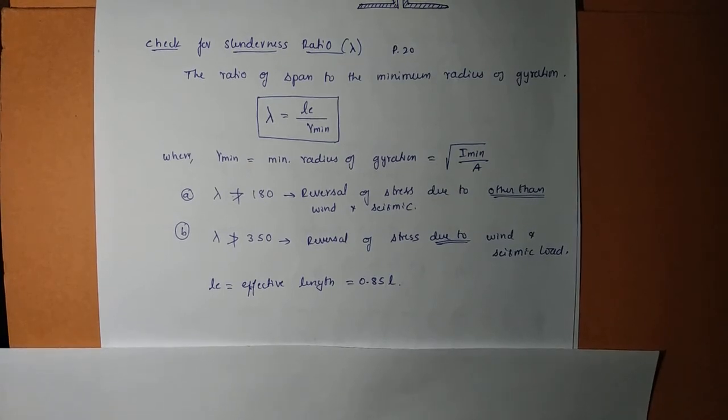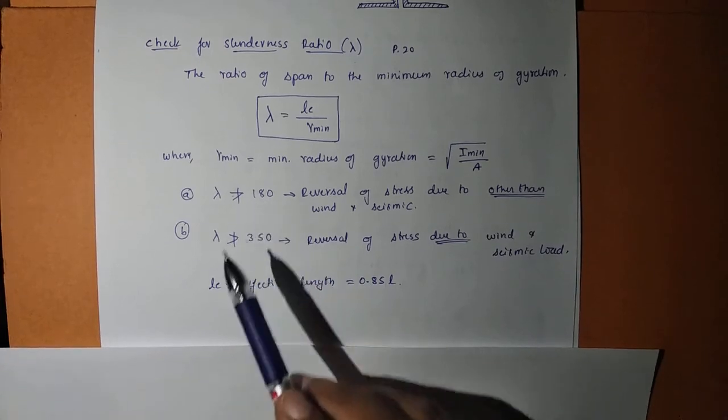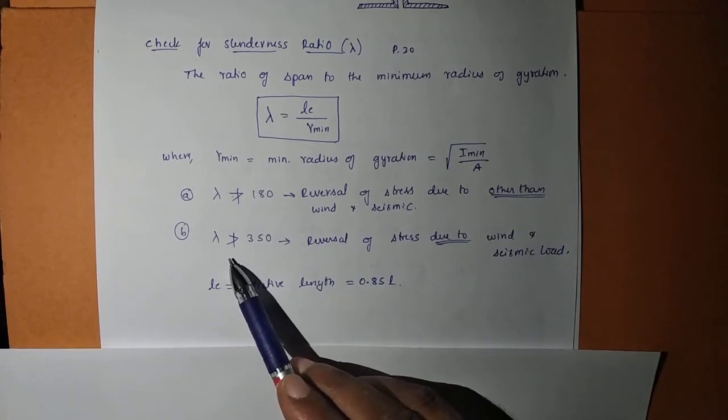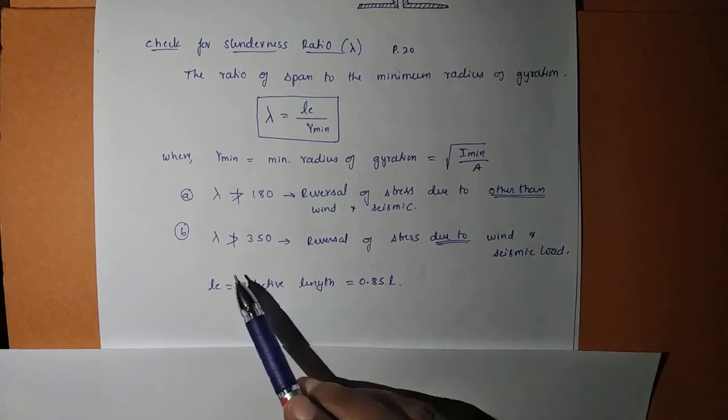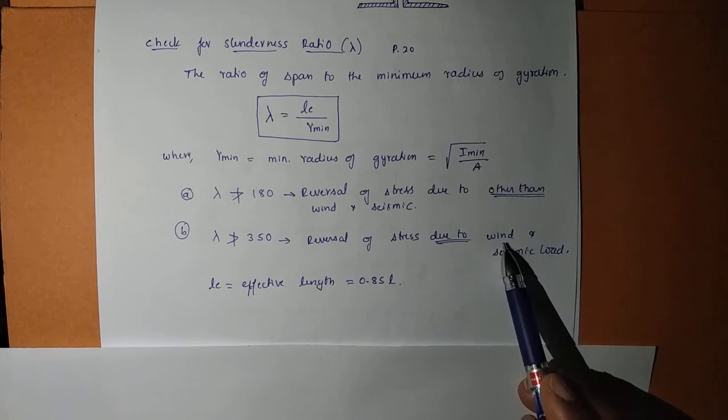In general, we can say that for gravity load, we use this formula: lambda should not be greater than 180. For dynamic load, we use this formula: lambda should not be greater than 350. Dynamic load means the structure is subjected to earthquake and wind load.